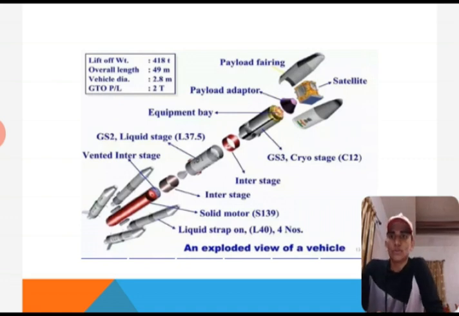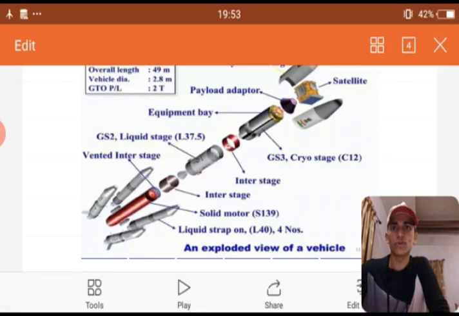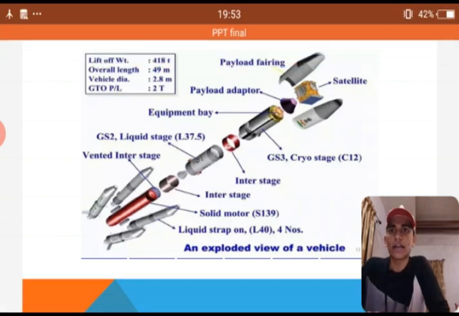And you can see the first stage with the 4 liquid strap-ons and vented interstage and solid motor. After that, GS2 liquid stage, interstage. After that, equipment bay, payload adapter, GS3 cryo stage, and last is the satellite, which is situated at the nose of the vehicle, and payload fairing.